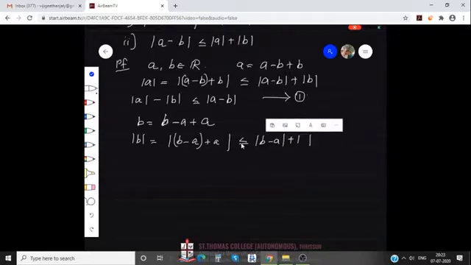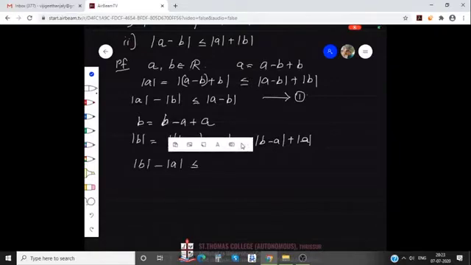So subtract the absolute value of A on both sides, so that we have the absolute value of B minus the absolute value of A is less than or equal to the absolute value of B minus A. The absolute value of B minus A is the same as the absolute value of A minus B, because we know that the absolute value of 5 and the absolute value of minus 5 are the same. The absolute value of A and the absolute value of minus A are both the same.